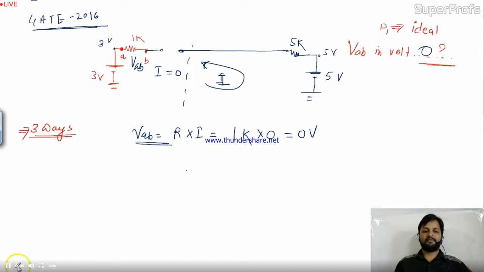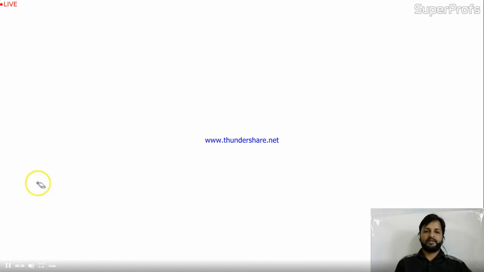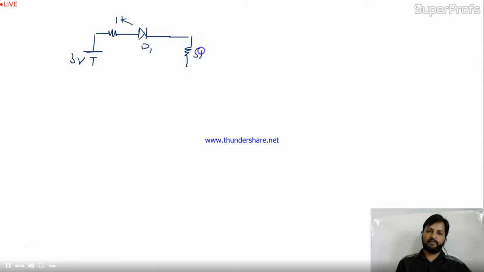So the first one is over. Let's come to the second one. Let me clear some part. Again, I will draw it. The question given is 1K connected with a diode D1. Here the battery is 3 volt and here it's connected with 5K, and 5K itself is connected in parallel with a current source of 1 milliampere, like this. So this is your circuit given and the question is the same. You have to find out the voltage drop across A and B. This is the point A and this is the point B. They're asking VAB in volts.